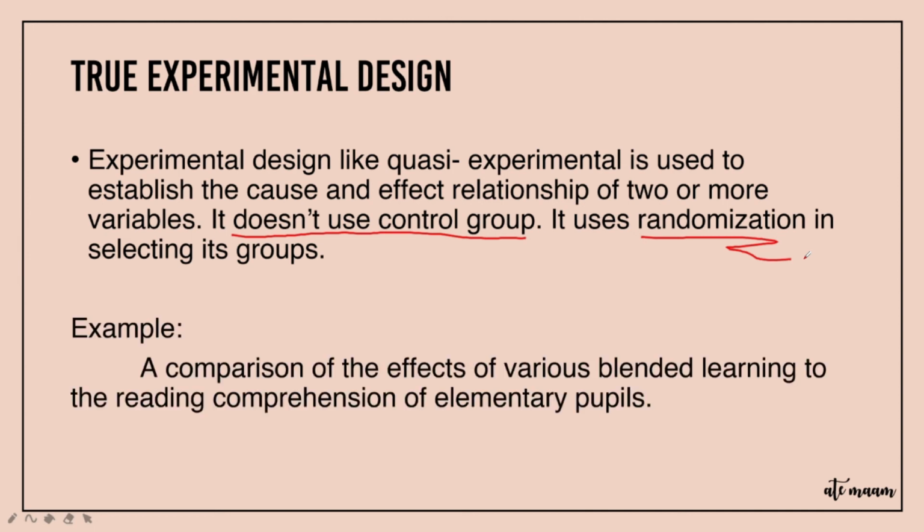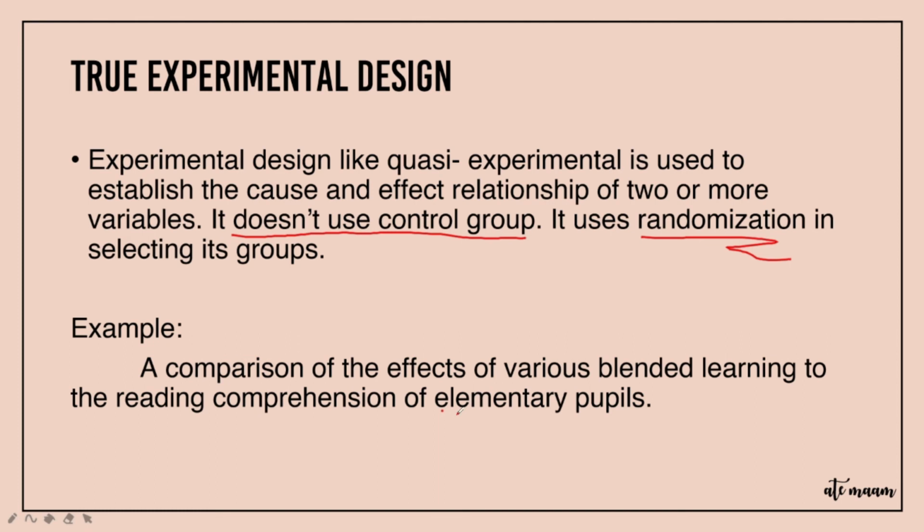Example, a comparison of the various effects of blended learning to the reading comprehension of elementary pupils. Baka sabihin nyo na, ma'am, ito yung ano natin, experimental group, yung elementary pupils. No. In true experimental design, it uses random selection. Meaning, this study is best when it is using true experimental design. Why? In order to prevent biased result.